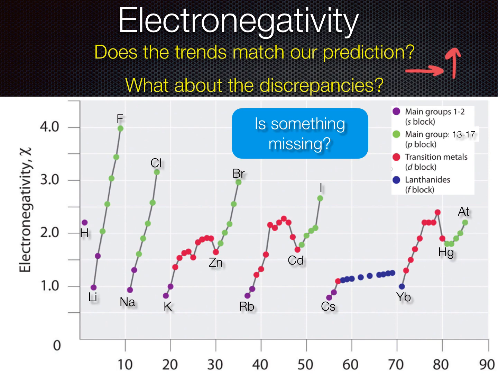Now what do all three of these elements have in common? Well, all three of them end as a d10. So in other words, they are filling up a d orbital. This one is 3d10, this one's 4d10, and this one's 5d10. And so when you get to the end of an orbital, what you get is some stability. A full orbital is fairly stable, and fairly stable means that you don't necessarily want to take on any more electrons. And if you don't want to take on any more electrons, then your electronegativity drops in that regard.